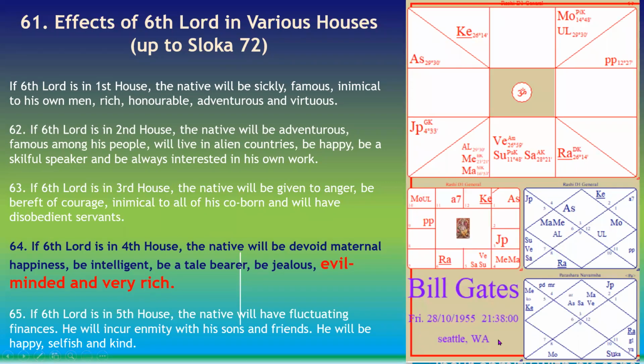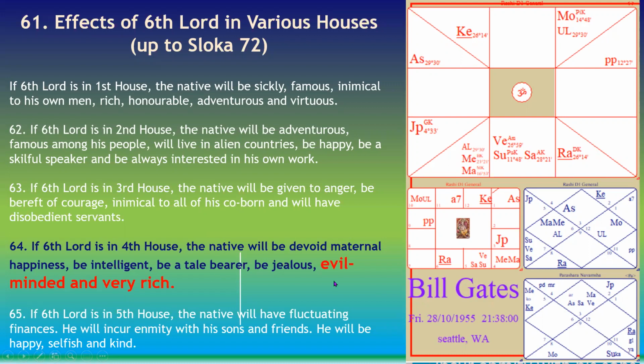Whoa, okay. I've put a Bill Gates chart here. So feel free to unmute yourselves. Does anybody want to have a go at his chart? Yes, the lord of six is Mars, and therefore it is in the fourth house in Virgo. Absolutely. And it is with exalted Mercury. Exalted Mercury, yes, absolutely. So you see, there is a benefit. So that is a bit of a saving grace there.